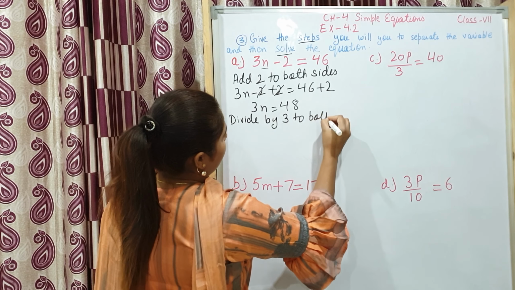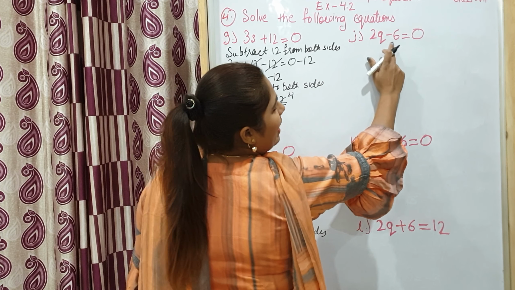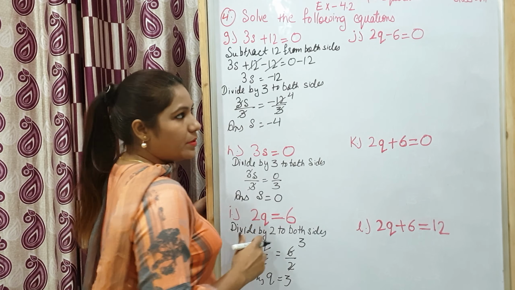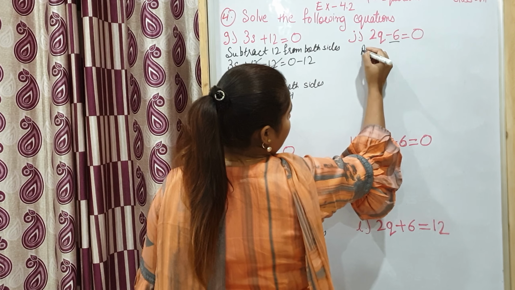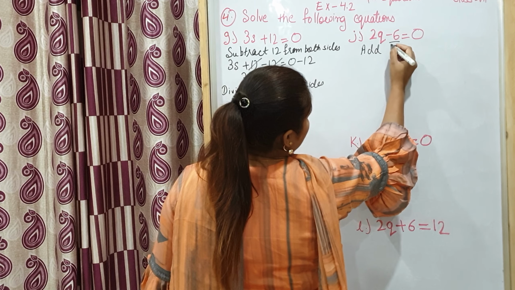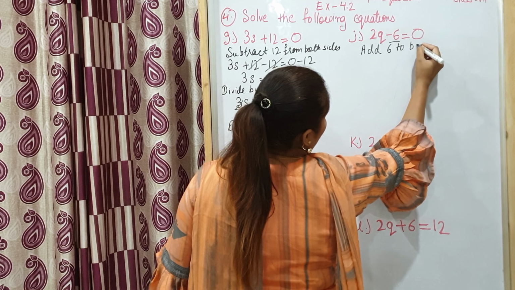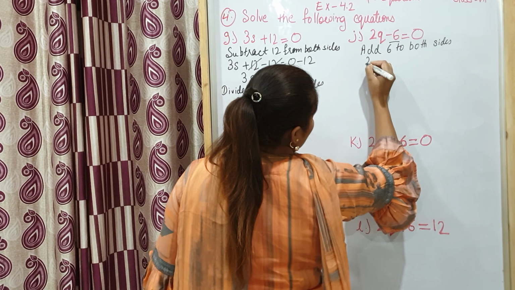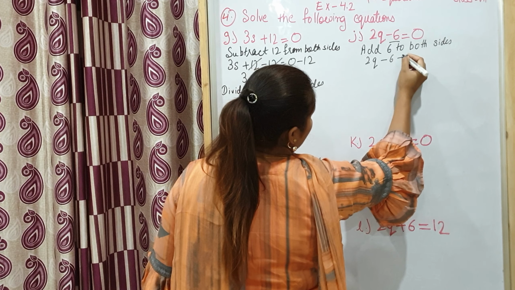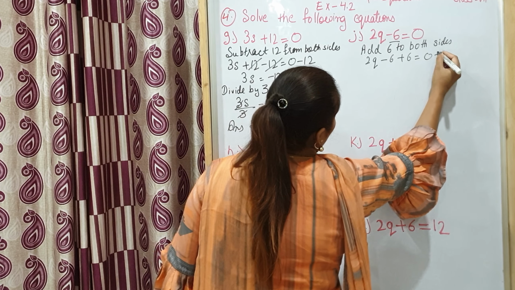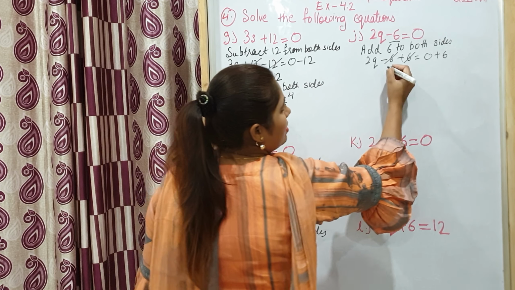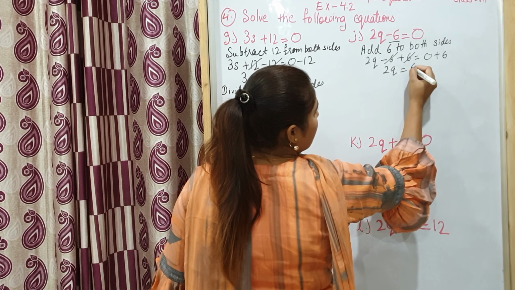Now j part. 2q minus 6. We have to eliminate the number. Now we will eliminate this minus 6. It is minus 6. We will do addition. Add 6 to both sides. 2q minus 6 plus 6. We have to do it on the right hand side also. Minus 6 plus 6 cancel out. Now 2q, 0 plus 6 is 6.